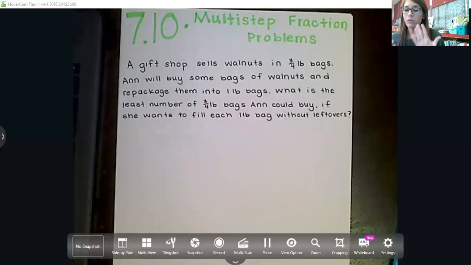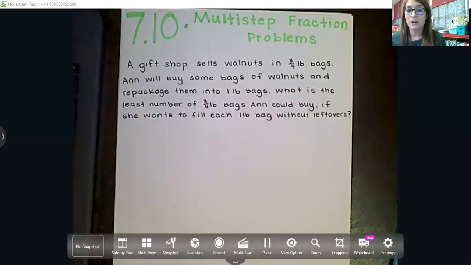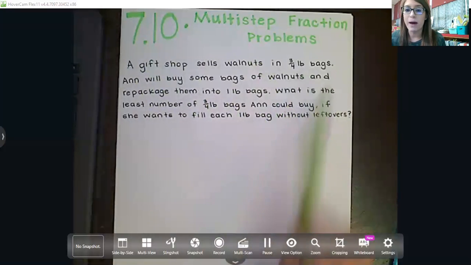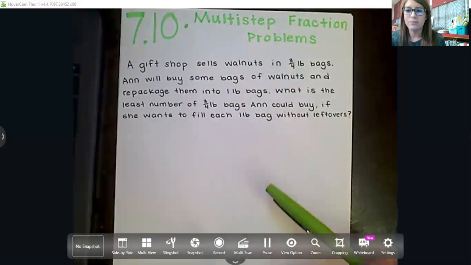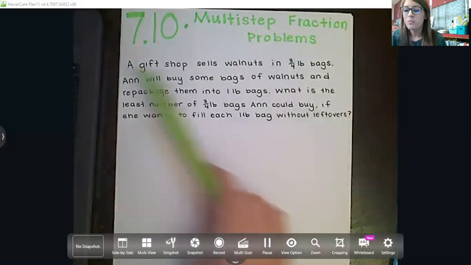All right, so 7.10 is dealing with multi-step fraction problems. Multi-step means we're going to have to do more than one thing to figure this out. So let's just go ahead and dive right into it. It says a gift shop sells walnuts in 3/4 pound bags. LB is short for pound. I know it's weird, but I promise it is.